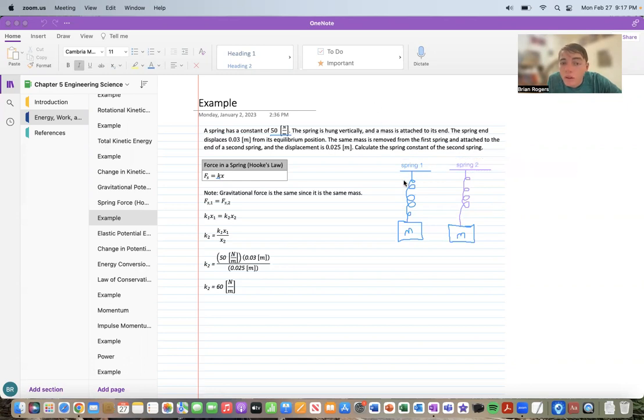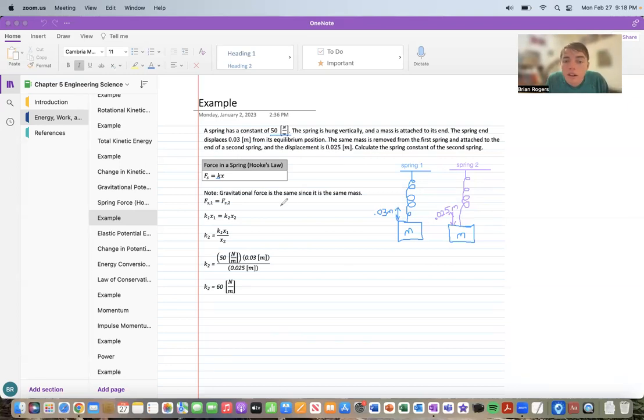What we have here is that spring 1 is displaced from its original equilibrium value by 0.03 meters. The displacement on our second spring is 0.025 meters, so it's going to be less displacement on the second spring compared to the first spring. We need to calculate the spring constant of the second spring using our equation.